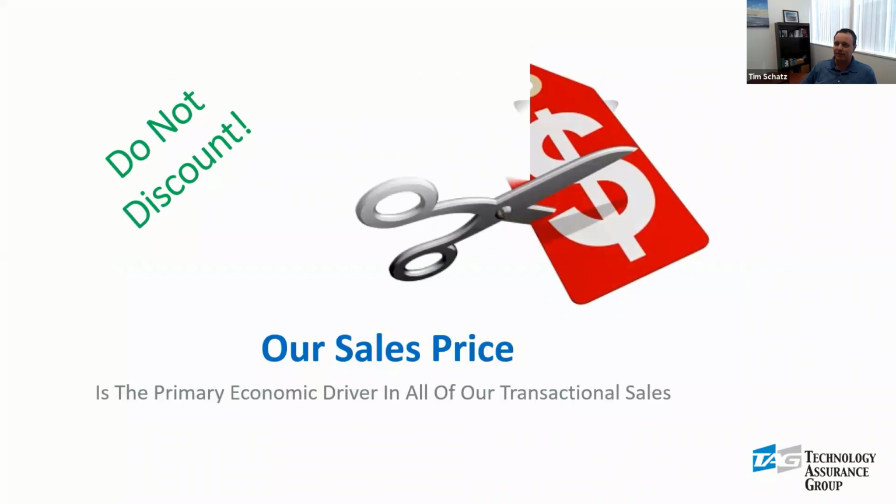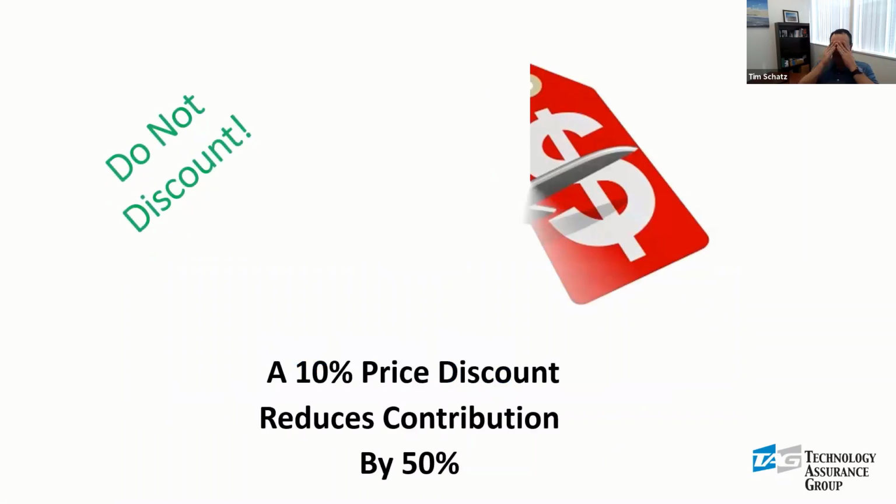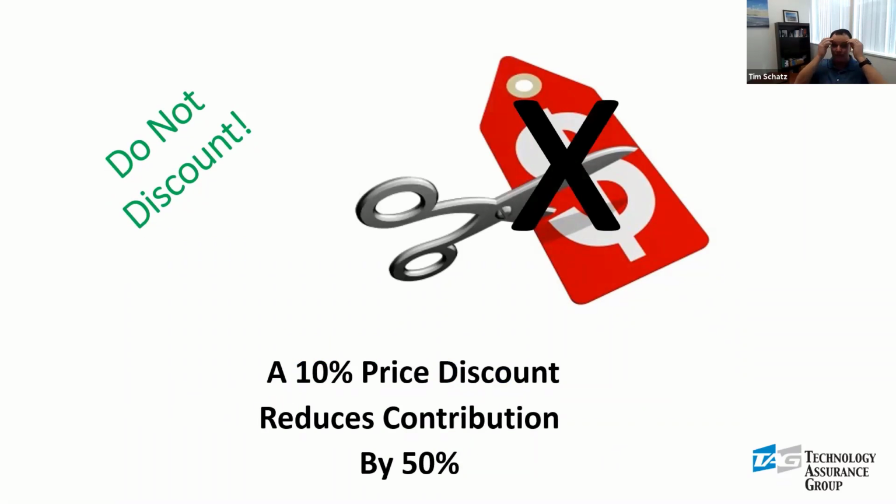Here's the first real metric I want you to understand: we don't want to discount that 2.2 if we can avoid it. If we have to discount, how are we going to make it up on another sale so that we can still average a 2.2? That is super important. This is the primary thing I want you to understand: if you lower the price by 10%, that is going to almost cut your contribution in half.